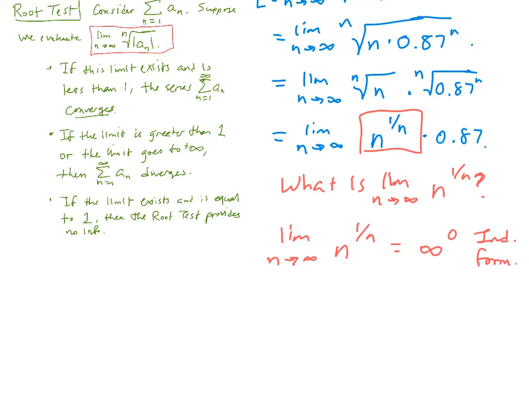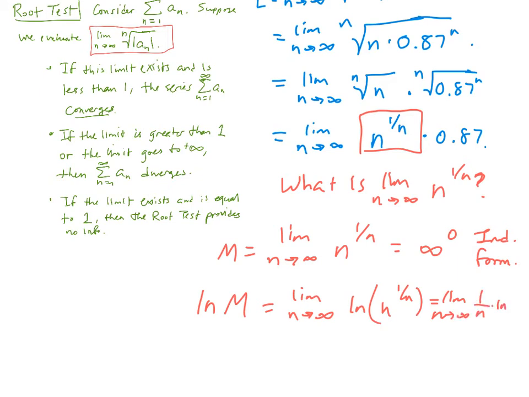And it's not even the kind that I can use L'Hopital's rule on because it's not in the form of a fraction, at least not yet. So what I'm going to do is call that limit m, and then look at the natural log of m. The natural log of m is going to be the limit as n goes to infinity of the natural log of n to the 1 over n. And then that's the limit as n goes to infinity of 1 over n times the natural log of n.